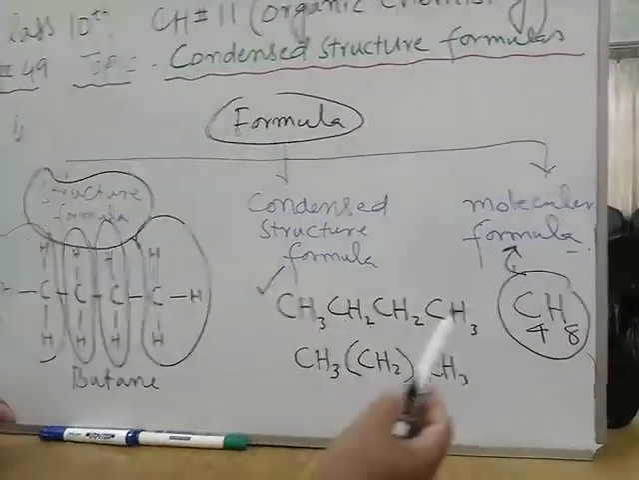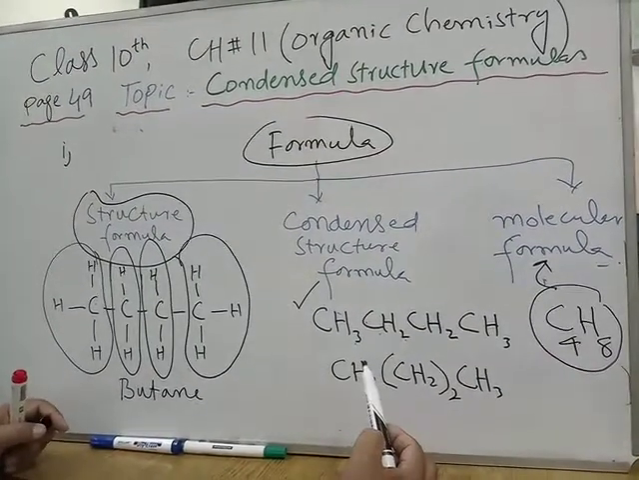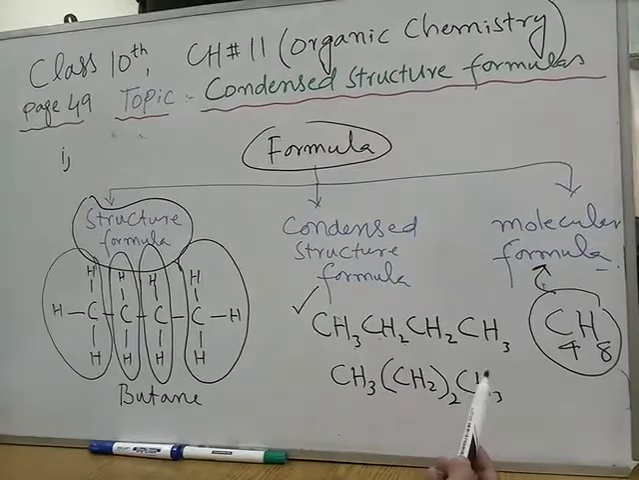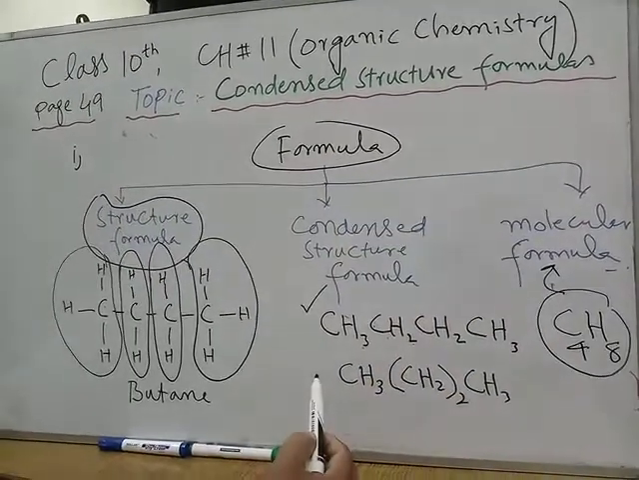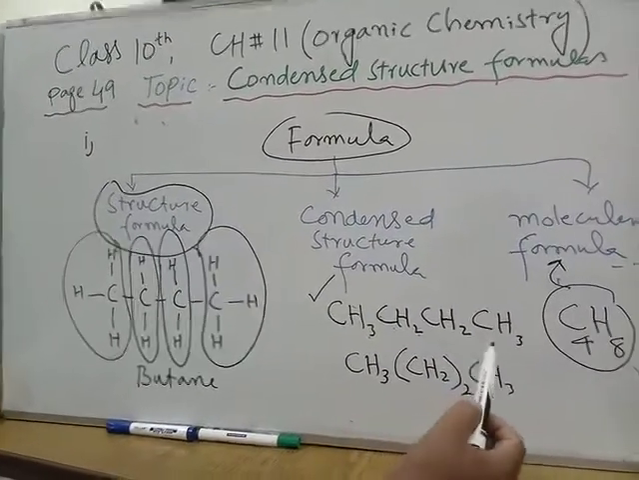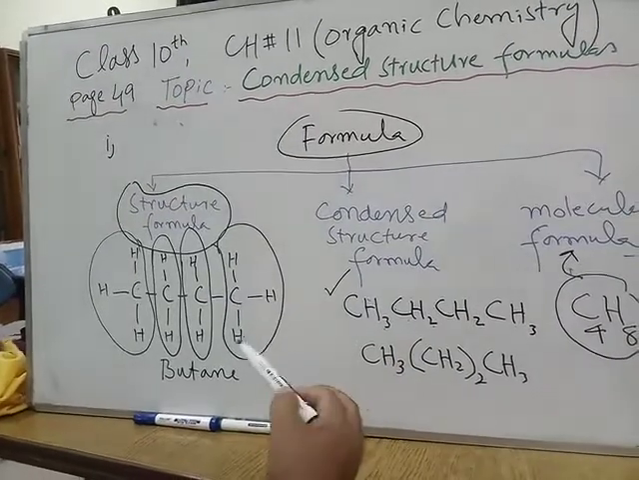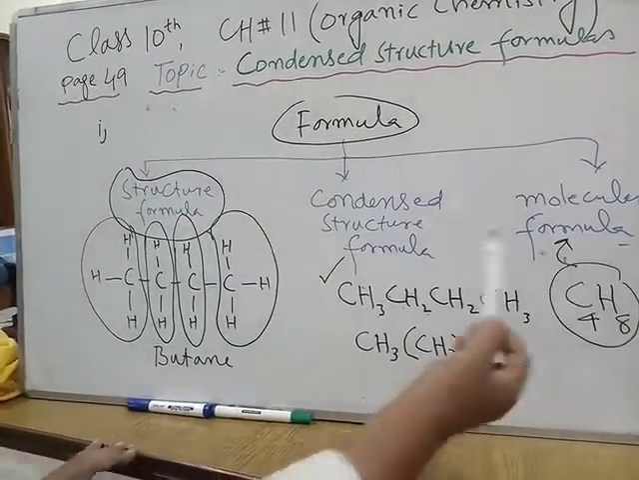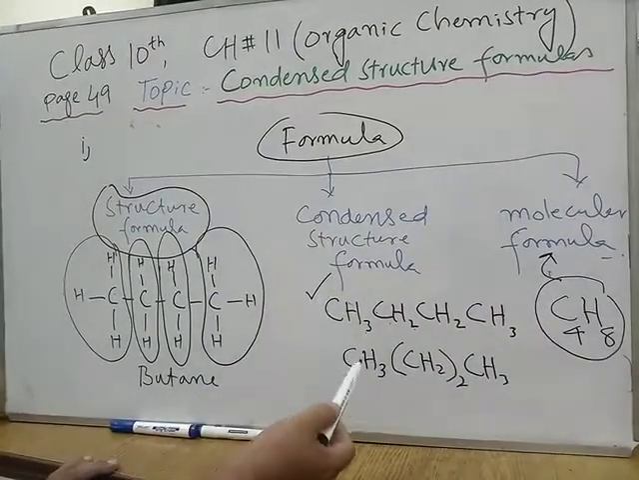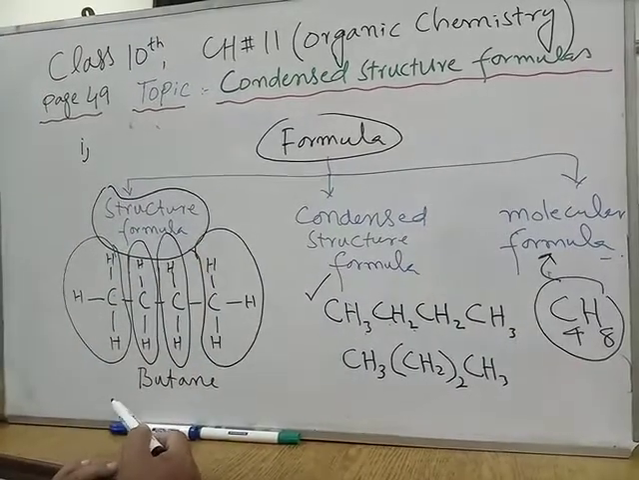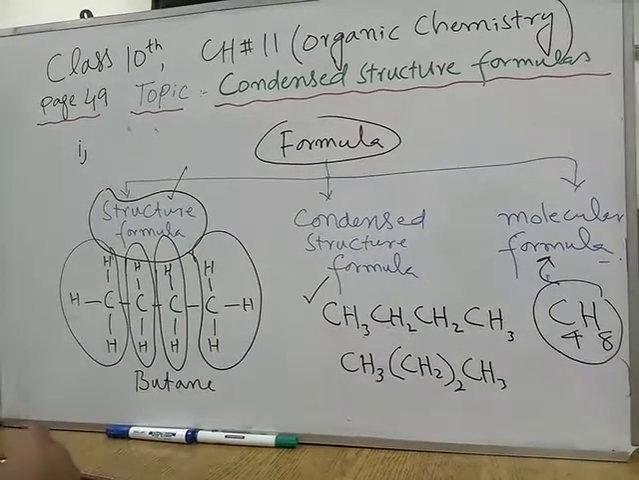Molecular formula. The molecular formula shows us the exact number of atoms in a molecule, but it never shows how these atoms are arranged in the molecule. So molecular formula just shows how many atoms are present and what types of atoms are present, but how they are connected or bonded together is not shown by the molecular formula. Arrangement is shown up to some extent by the condensed structure formula, and to a greater extent by the structure formula.